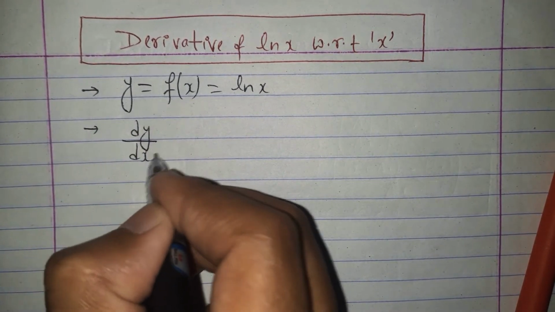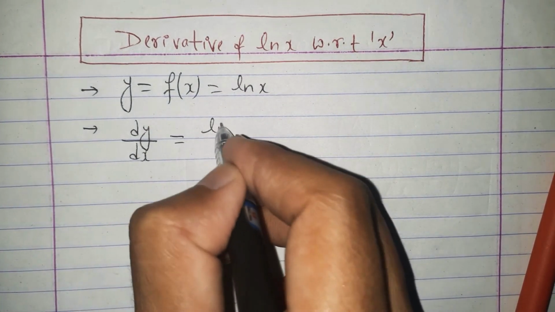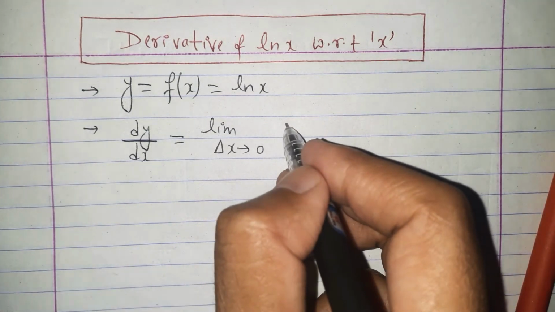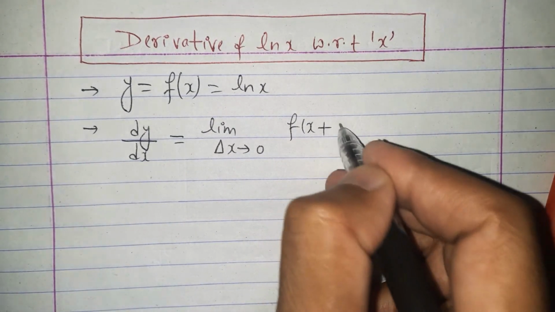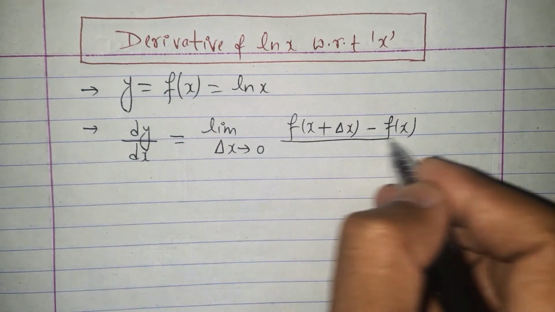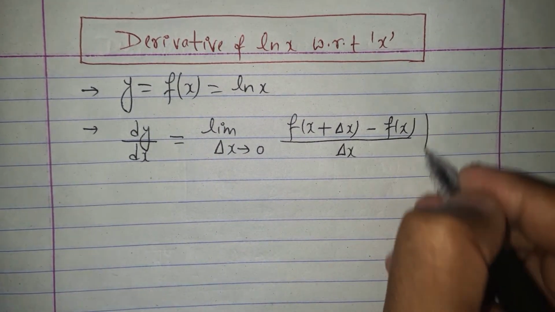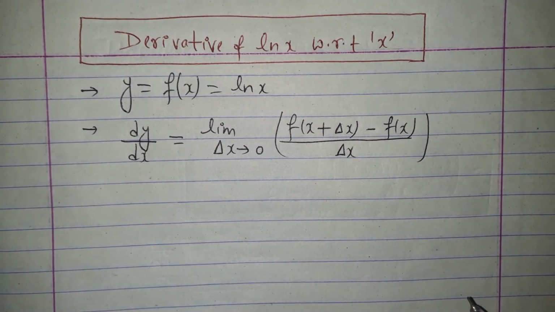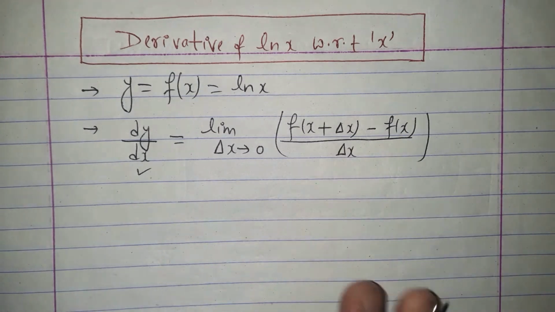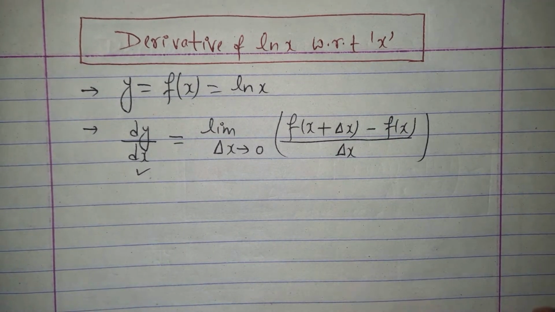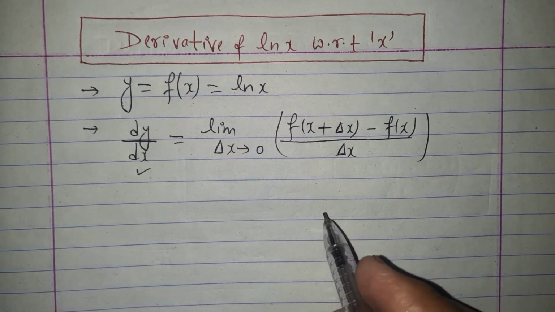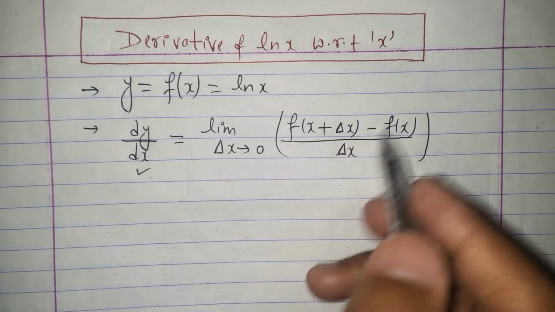Derivative of y with respect to x is defined as the limiting value when the delta x approaches to 0 of the function f of x plus delta x minus f of x all over delta x. Please remember this basic definition of the derivative of a function. This is called the first principle method, or it is also called the definition method for the derivative of a function. It is just the limiting value of this function.